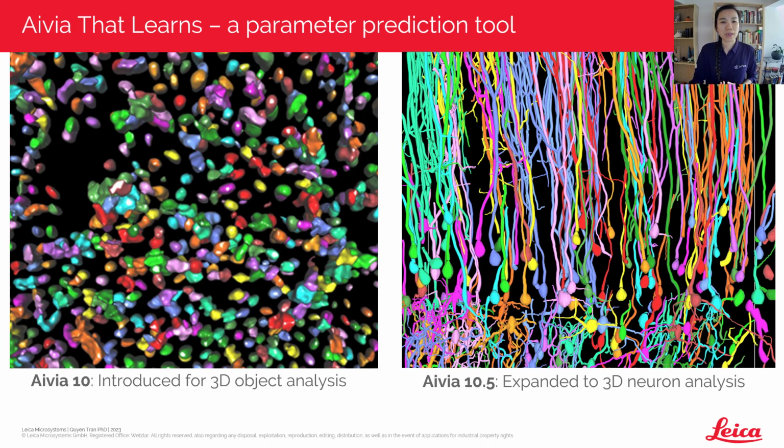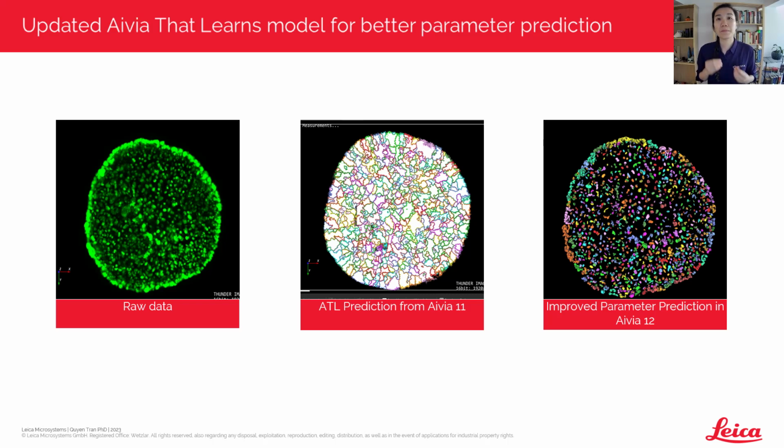And with this release, we have updated the deep learning model to better predict these parameters for you in your 3D object analysis. In this example here, we have a very challenging data set. Cell clusters are seen in the edges of the organoid. The organoid also contains cells with high and low fluorescence levels, cells of different sizes. With our new Aivia That Learns model, the parameter prediction for this particular data set and other data sets have improved. So it is a much better starting point for you to create your analysis results.